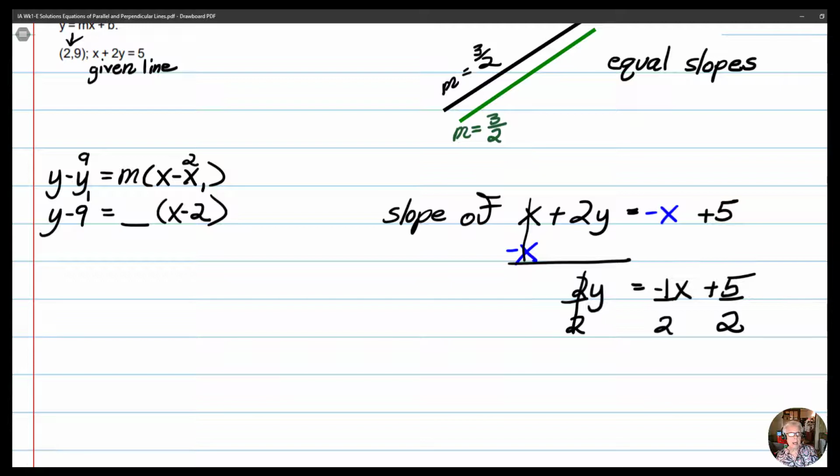Now this really doesn't matter to us. I can just leave it there. This is what matters. Negative 1/2. The slope of this line is negative 1/2. So I'll put that right in here. And erase this. Okay, we're ready to begin.